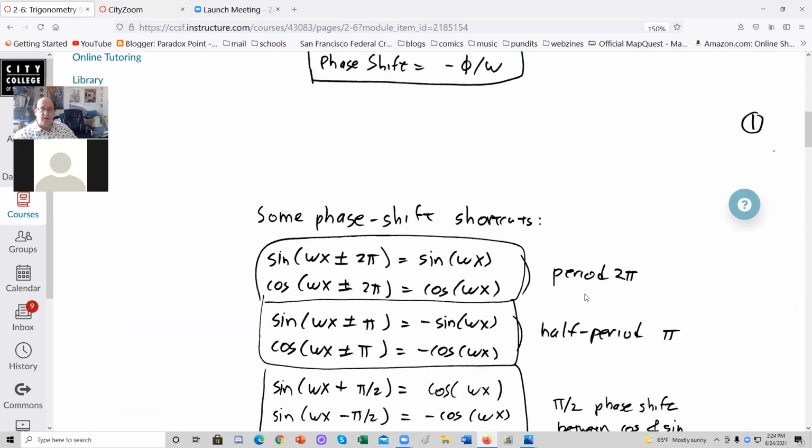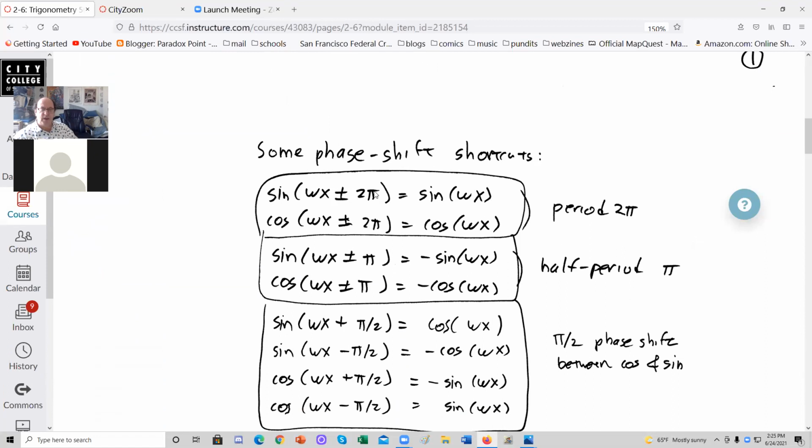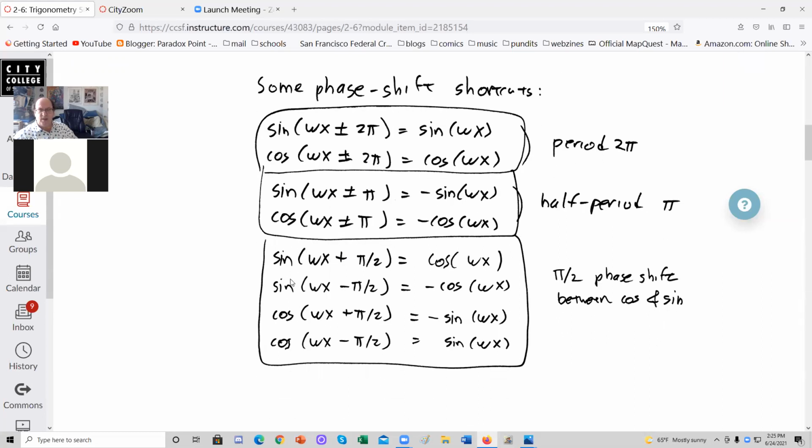So for example, now there are some shortcuts if you shift the phase by 2 pi or pi halves. For example, sine of omega x plus or minus 2 pi, that'll just be sine omega x. Cosine of omega x plus or minus 2 pi is cosine omega x because of the period 2 pi. As a half period of pi, if you add or subtract pi to omega x, then sine becomes a minus sine. If you add pi to omega x, then cosine of that will be minus cosine omega x. Okay, that's easy enough to remember. These are a little hard to remember. I'm never sure which way you plus or minus these.